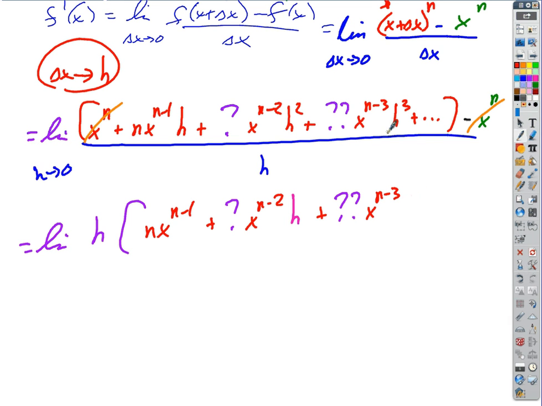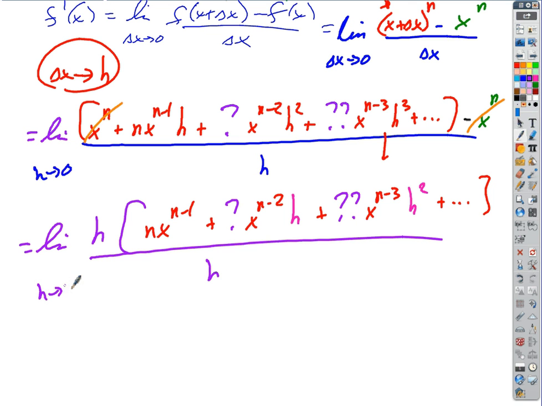So how many h's are left from this term if I factor an h out? 2. h^2, plus et cetera, right? All over h as h goes to 0. Okay, well, what's the magic there? What happens that makes this thing work? The h's cancel. Okay, good. When the h's cancel, now we can take our limit as h goes to 0.